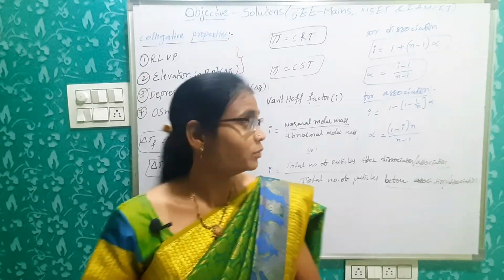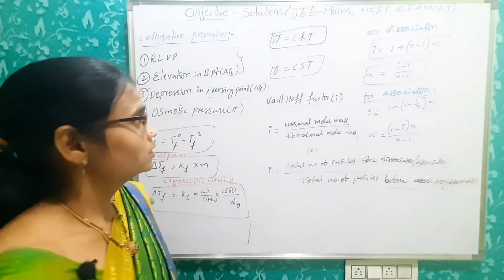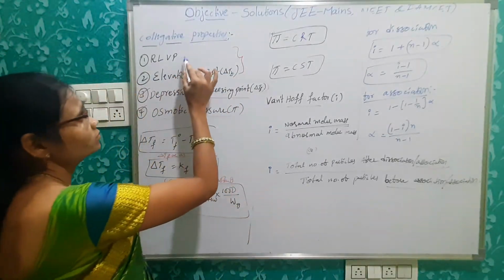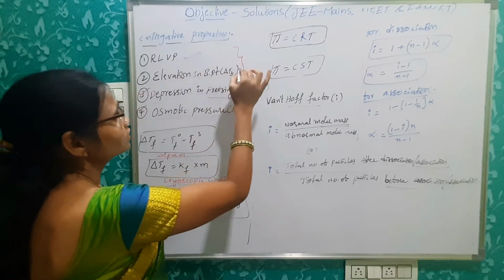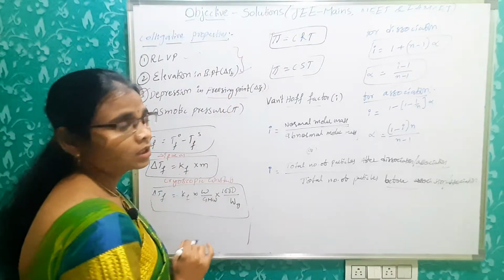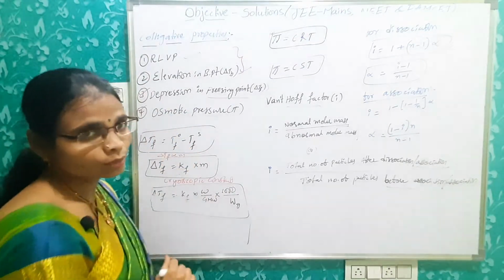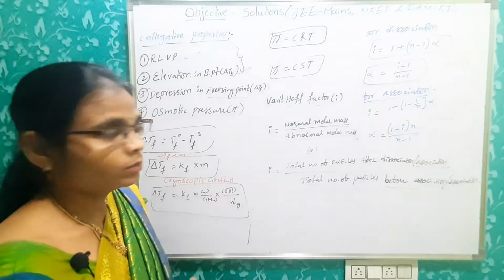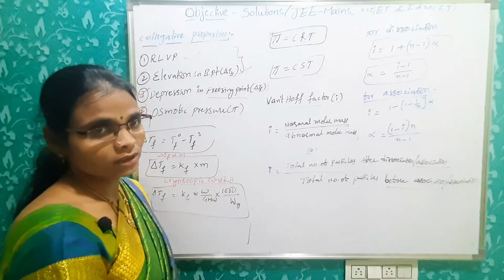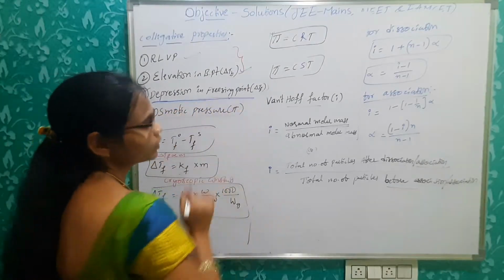Now let us discuss the remaining colligative properties. Before this video, we have done objective bits on RLVP and elevation in boiling point. Now let's do some objective bits on depression in freezing point and osmotic pressure. Before going to that, some important formulas. Depression in freezing point.